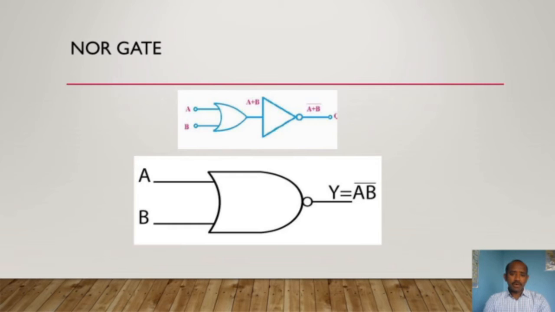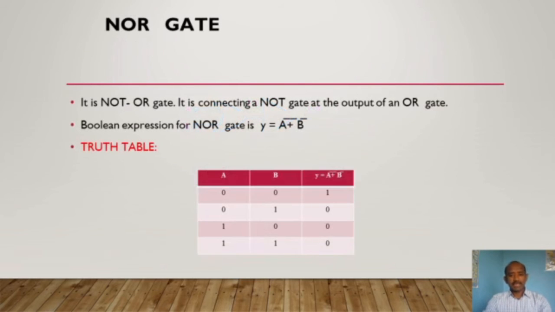Here for the OR gate, in front of it we have a circle, which represents the NOT gate. First we have to see the truth table. If we give 0 and 0 as input, the output will be 1. So the output will be 1 only when both the inputs are low. If we give either 0 or 1 to the input, the output will be 0 only. If both the inputs are high, then the output will be 0.